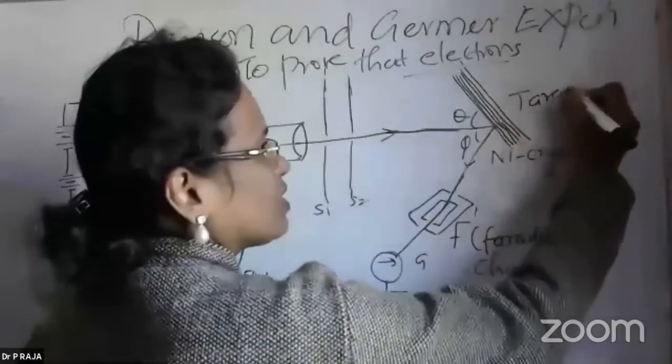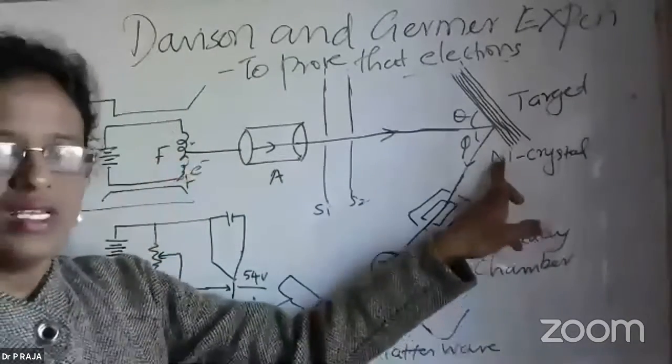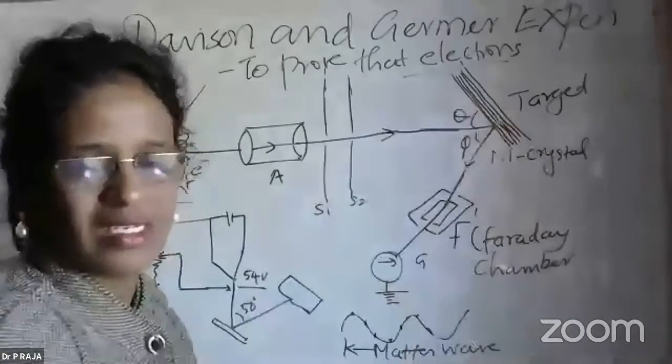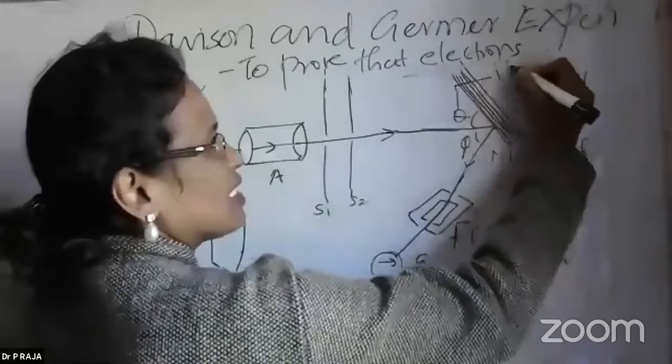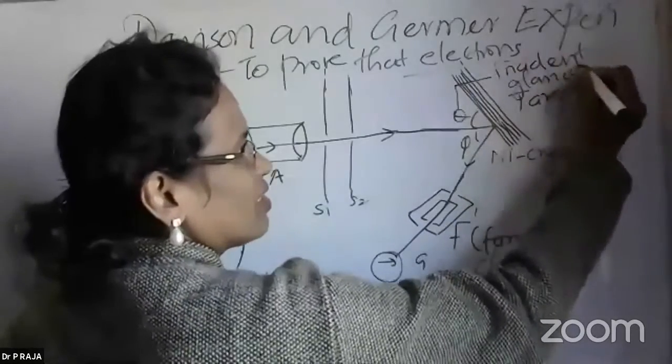The target material chosen here is a nickel crystal. Are you able to see the nickel crystal at a glancing angle of theta? This is the incident angle. Theta is the incident glancing angle.